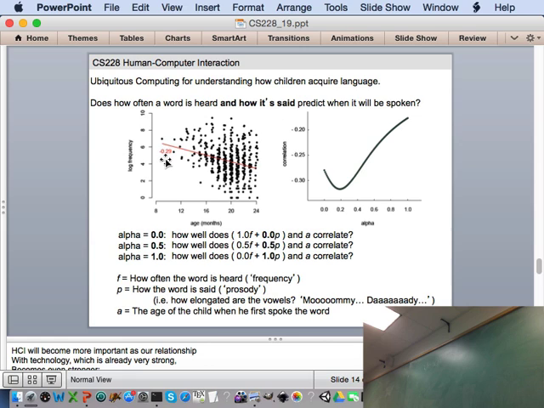So by looking on this plot, you can tell which combination of frequency and prosody best predicted word birth. What is it? Half and half. Close, right? So here's half and half. So slider bar alpha is at 0.5, right? We go up here, it's actually not that good. So it's not half and half. It's more about 0.2, right?